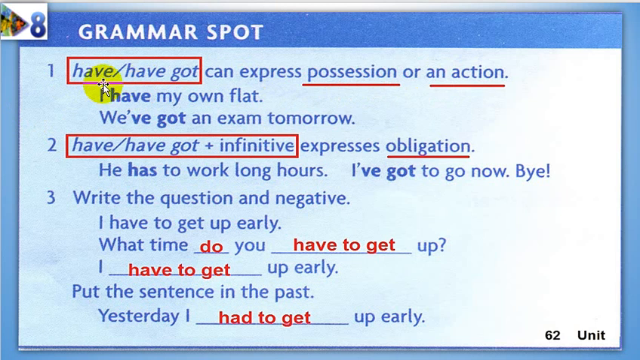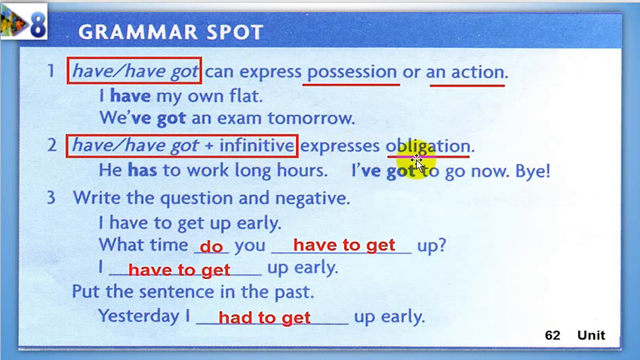وحدها. Have got to expresses possession الملكية or an action. I have my own flat. أمتلك شقتي الخاصة. We've got an exam tomorrow. لدينا امتحان يوم غد. have got to بدون infinitive بعدها أو فعل. I have my own flat يعني I own. لدي أمتلك. Number 2. Have got plus infinitive expresses obligation.